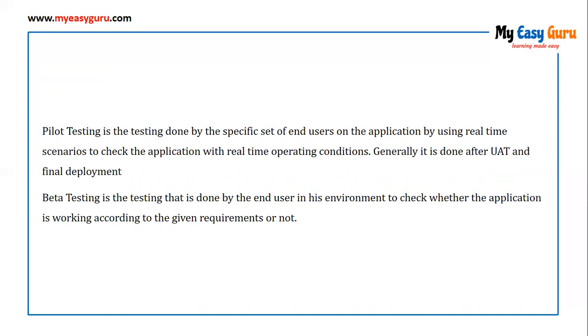So this is the basic difference between pilot testing and beta testing: in pilot testing, the application is tested with real-time scenarios, and in beta testing, the application is tested by the end user in his environment.